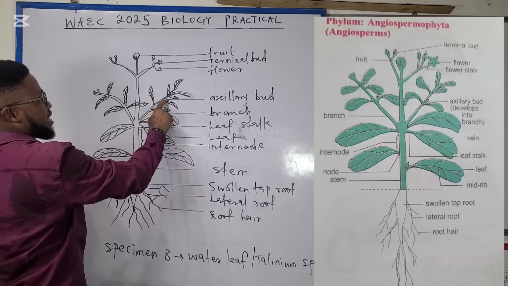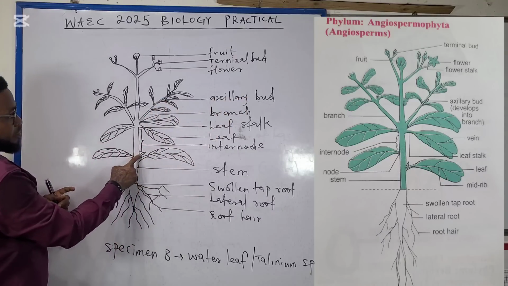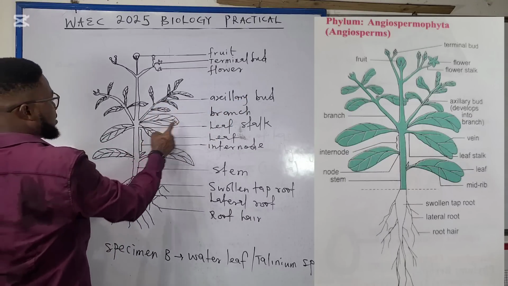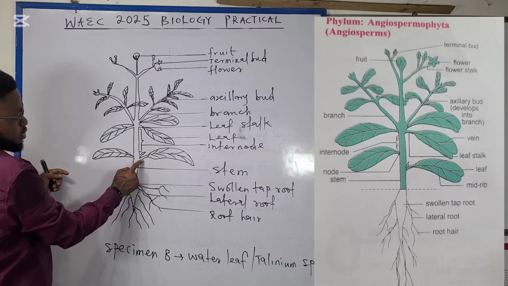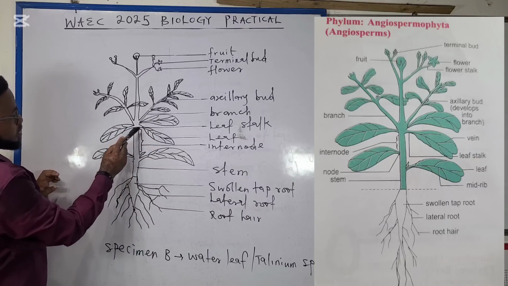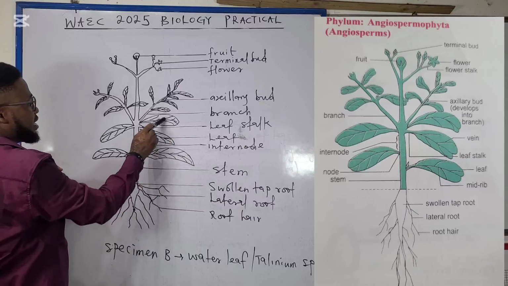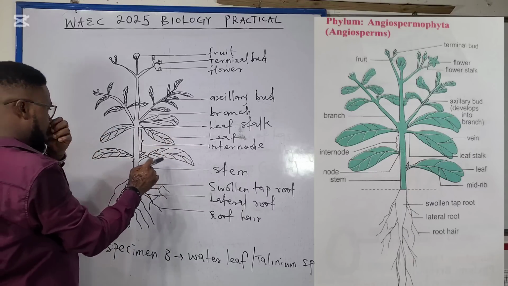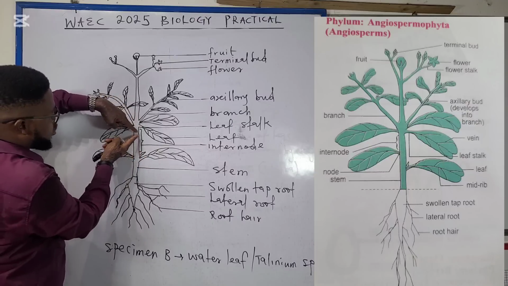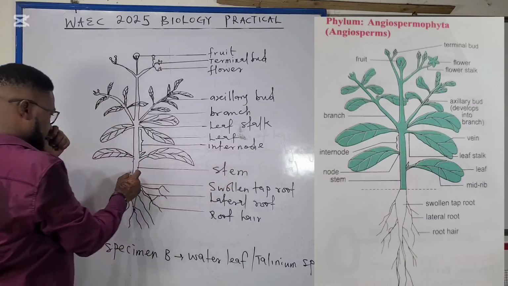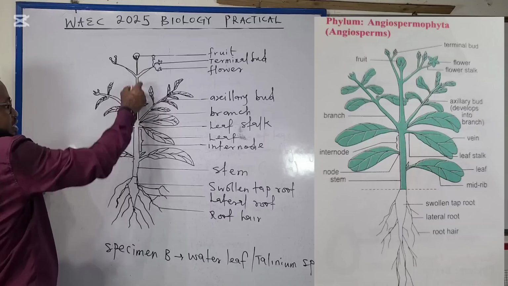Now, this is an axillary bud. There is another axillary bud here. This is a branch. This is a leaf stalk. You know, this stalk that comes out just like this. This here is a leaf stalk. These are the leaves themselves. In between this leaf and this leaf on the stem, that is the internode. Now, this is the stem proper. These are the stems proper.